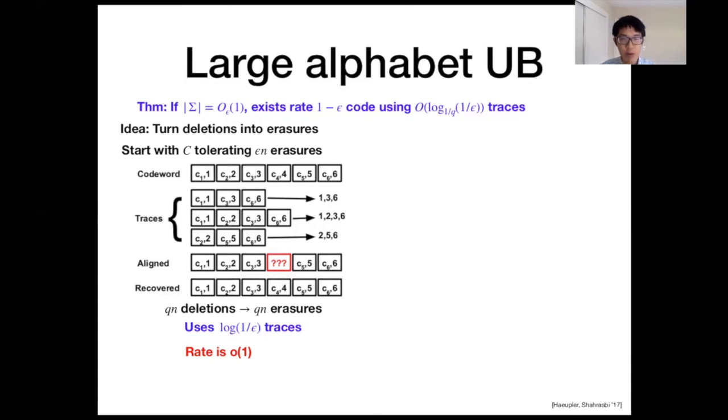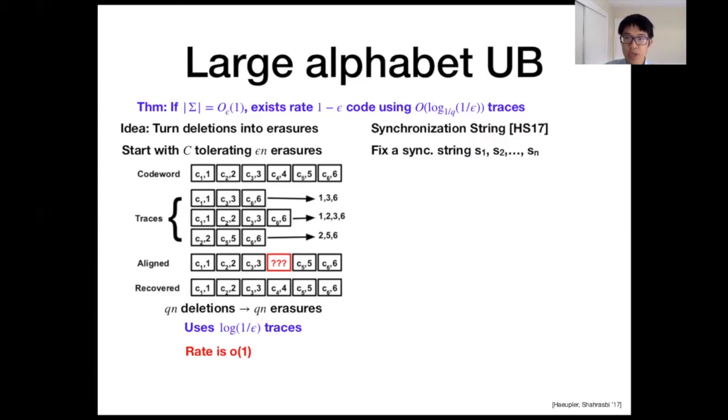The obvious problem with this is that we attach these indices to these code words and the rate is going to be very small. So how are we going to get around this? We're going to use something called synchronization strings. These were introduced by Haeupler and Shahrasbi in this beautiful paper. And if you've read their original paper on insertion and deletion codes, we use the exact same construction, but analyze it for trace reconstruction.